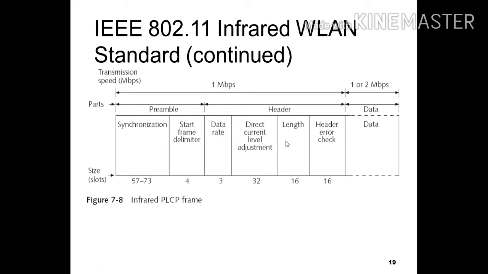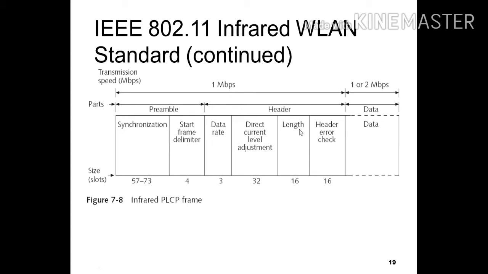Only this header part is different. Now the header part depends upon which type of modulation scheme is used. Here the example of this PDU is given as infrared. That's why this data rate is 1 or 2 Mbps, and that depends upon direct current level adjustment.